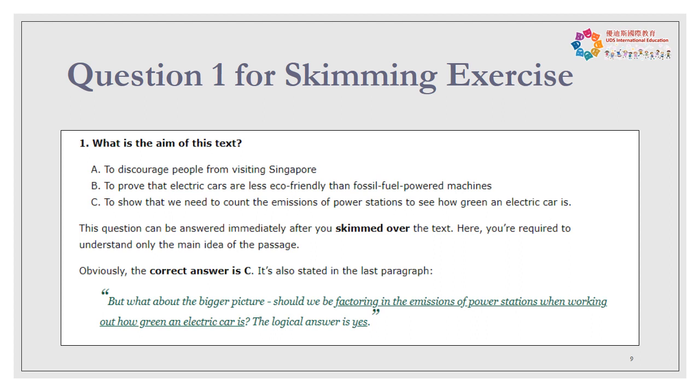Okay, you can see the sentence in italic at the bottom: But what about the bigger picture? Should we be factoring in the emissions of power stations when working out how green an electric car is? The logical answer is yes. Okay, so the answer is C. You can see that, to show that we need to count the emissions of power stations to see how green an electric car is. Okay, so we're talking about the emissions of power stations and how green an electric car is. So it's easy to get the aim of the main text.